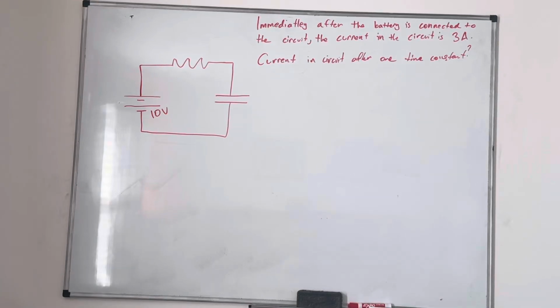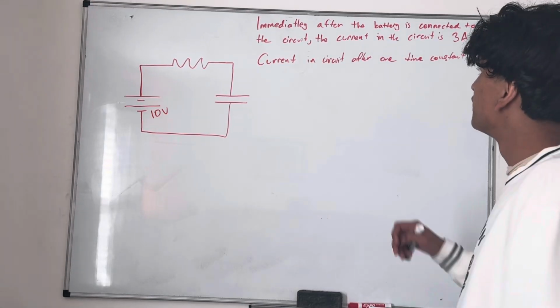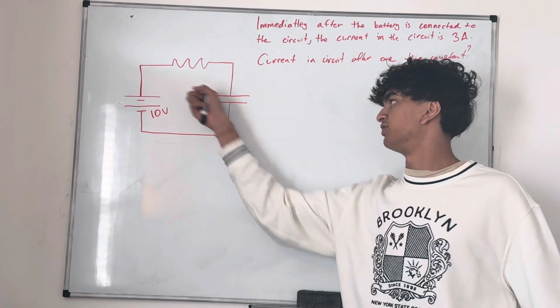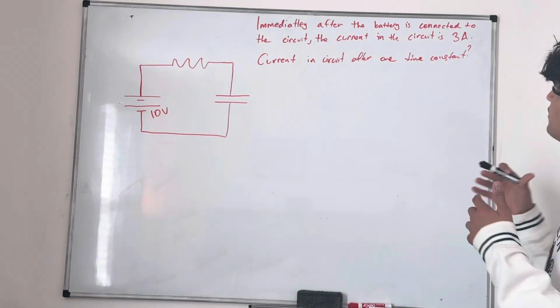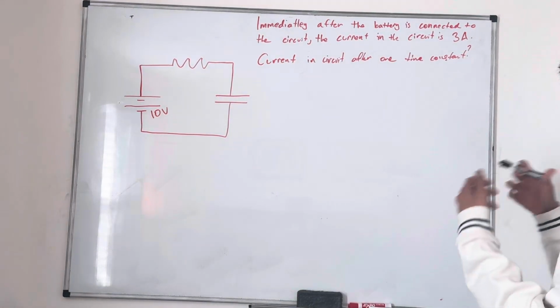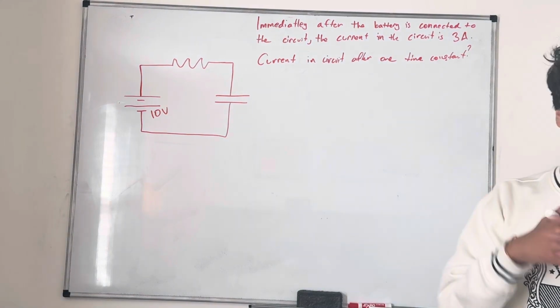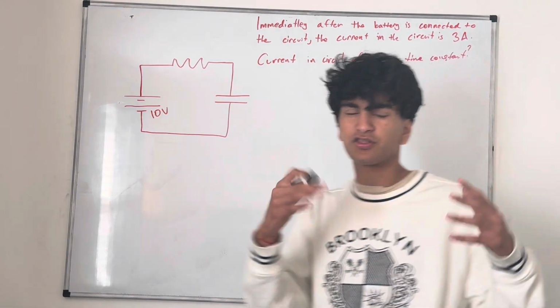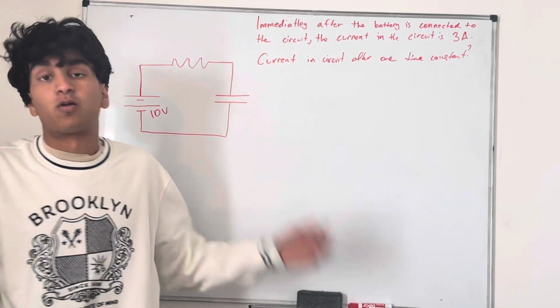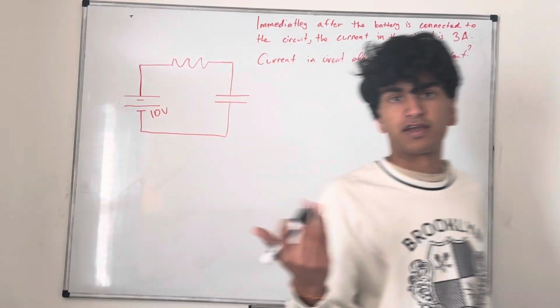A problem came up in the lab once, and it's a good one. So we have a battery, resistor, and capacitor. Immediately after the battery is connected to the circuit, the current in the circuit is 3 amps. What is the current in the circuit after one time constant? If you know the shortcut, this is one calculation. It'll take you 2 seconds.